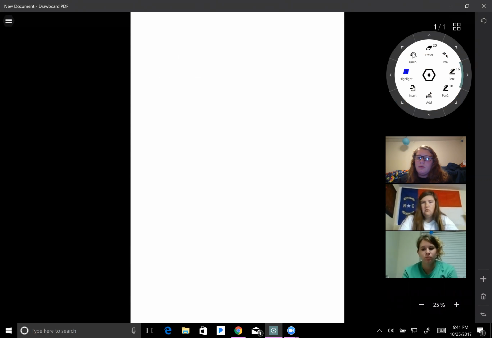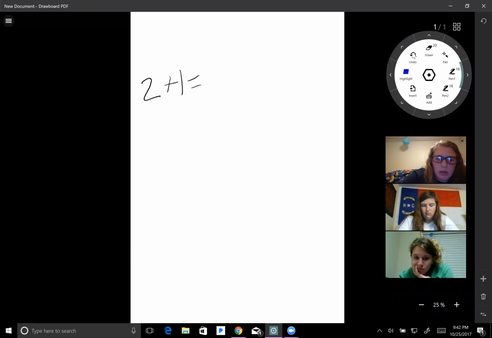So I'm going to write out a few problems and I'll show you how to do this one. The first problem is 2 plus 1. You'll draw 2 dots on this side and then 1 dot on this side because there's a 1, and then you add them up, 1, 2, 3. So your answer would be 3.